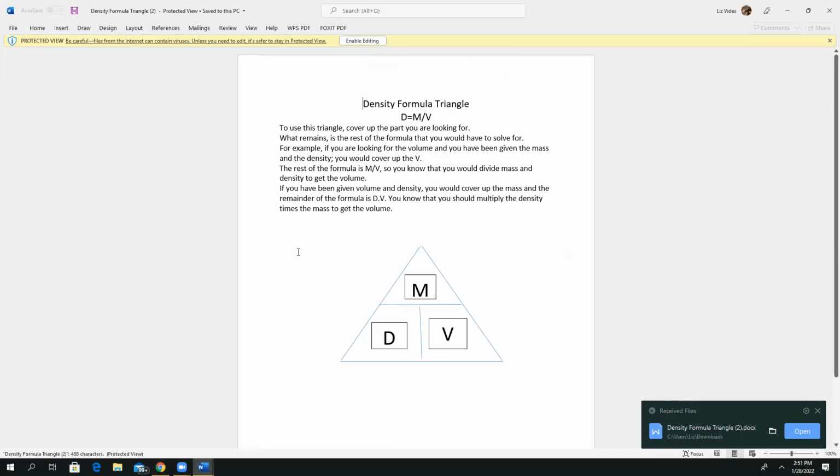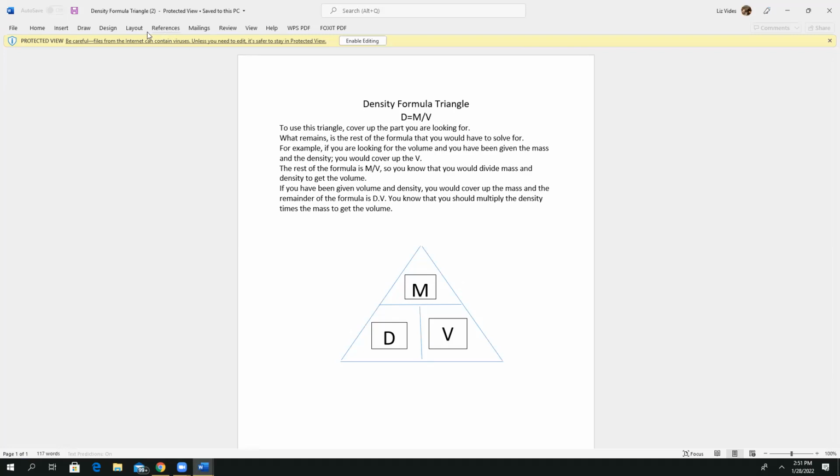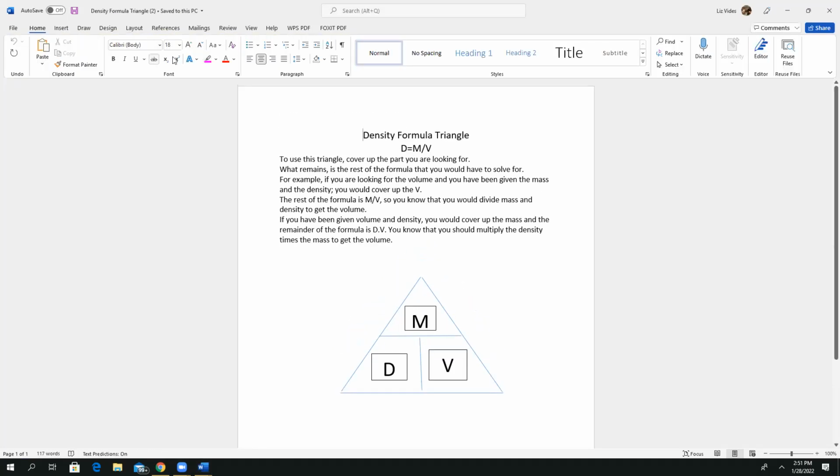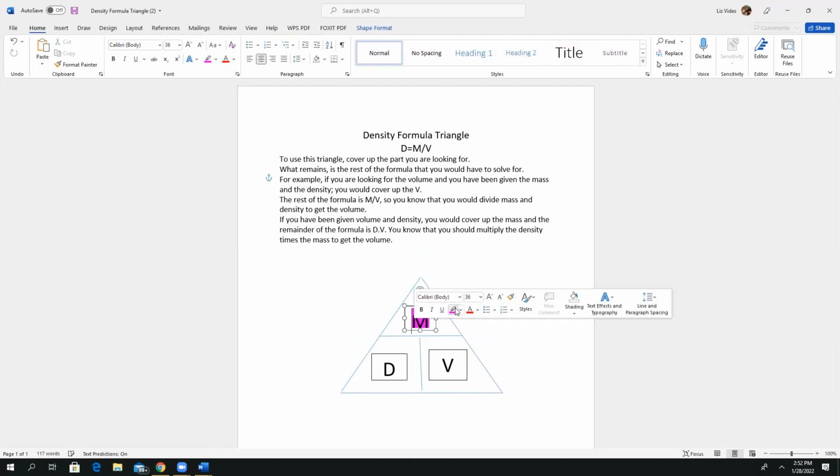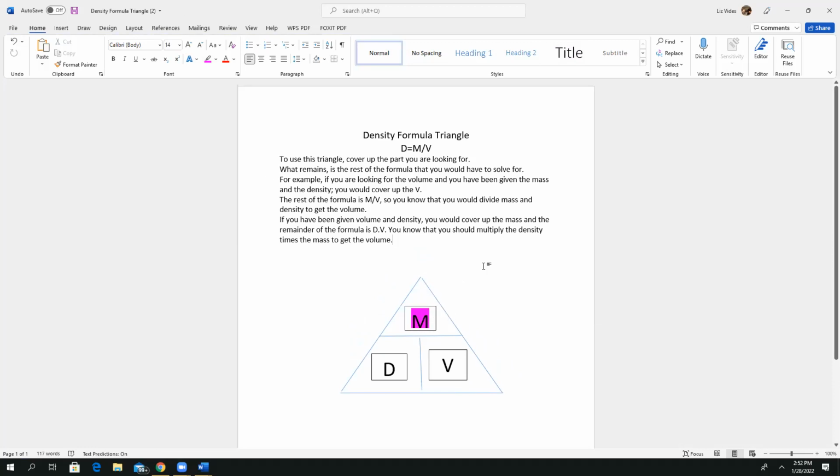Well, with the density formula triangle, the way that I have it written, if you cover whatever you're looking for, so let's say you're looking for mass, so I'm just going to highlight it. Let's say you're looking for mass, right? So we're going to highlight mass. So we cover, oops, I'm sorry, that was not meant to happen. Okay, there we go. So we cover it, right? So imagine that that's gone. So mass is equal to density times volume. See how the density and the volume are on the same plane?